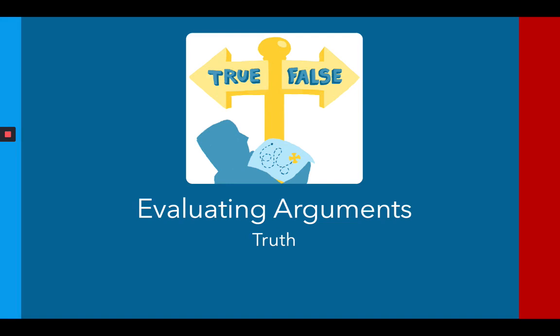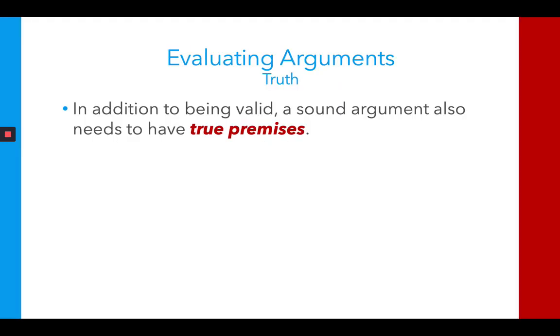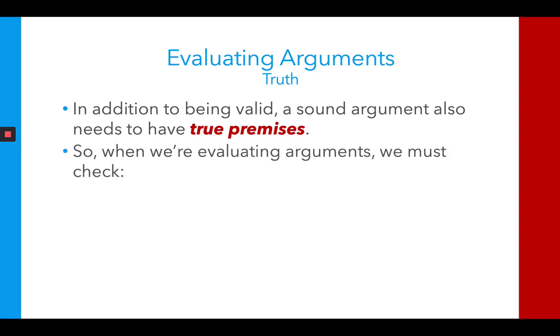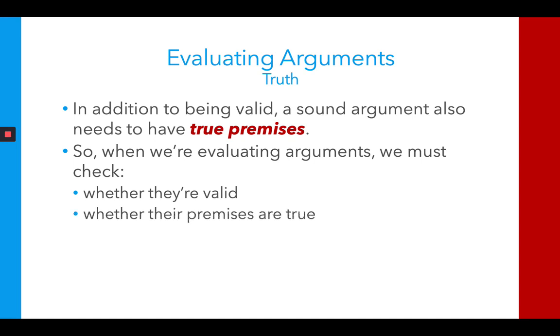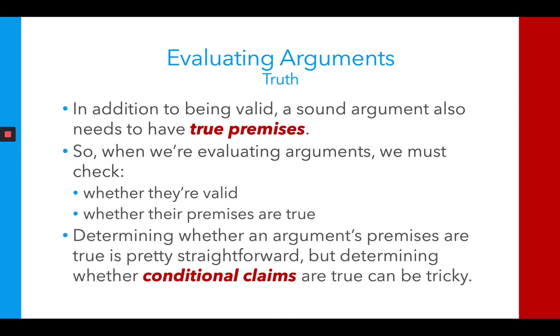Okay, so like I said, the key to having a sound argument, a good argument, an argument where we should accept the truth of the conclusion based on the premises, is one that's valid and has true premises. So let's talk a little bit about what it means for an argument to have true premises. In addition to being valid, a sound argument also needs to have true premises. So when we're evaluating arguments, we've got to check a couple things. One, whether they're valid. Two, whether their premises are true.